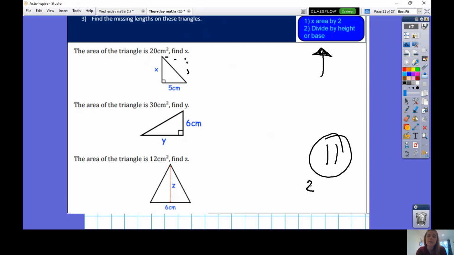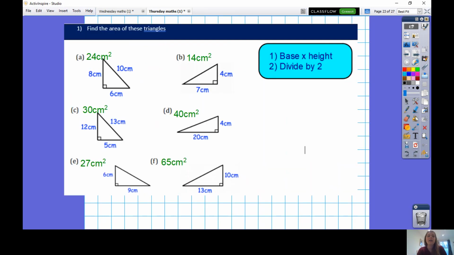Well done if you've managed to answer all 3 of those questions. Let's start going through the answers now. So for all of these ones, you are doing the base 6 times the height 8. That would give us 48, and then dividing it by 2, 24 centimetres squared. So the base times the height divided by 2. Here are all of your answers. Please mark all 6 of these questions.